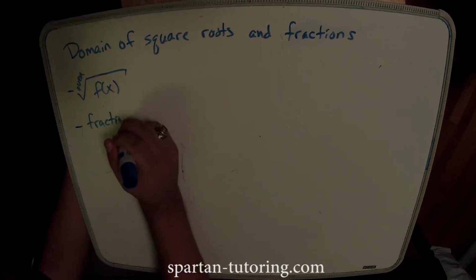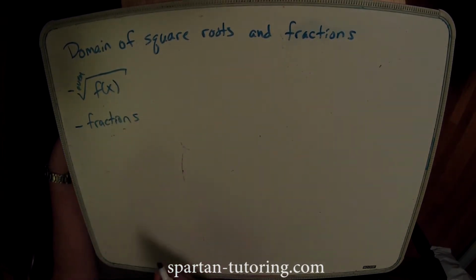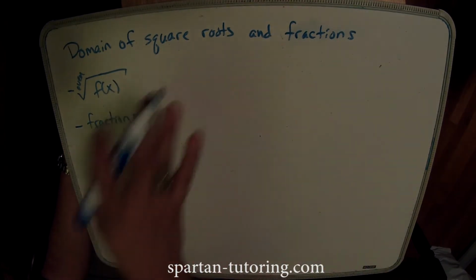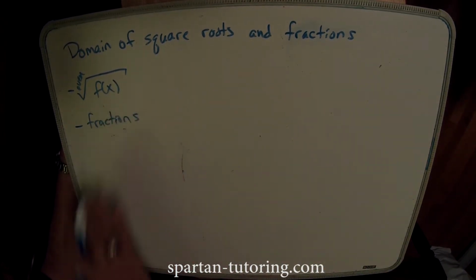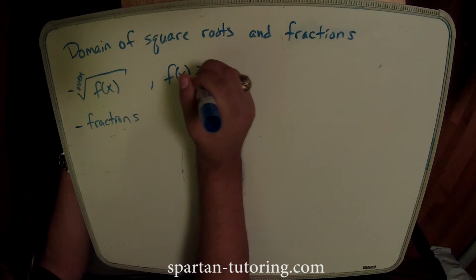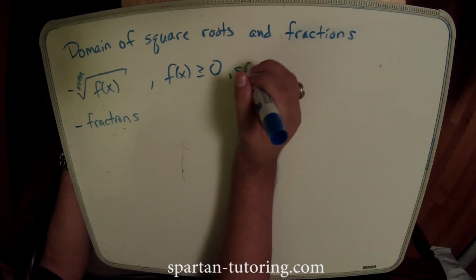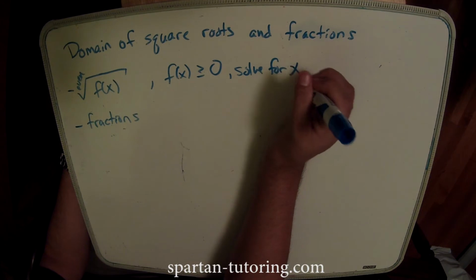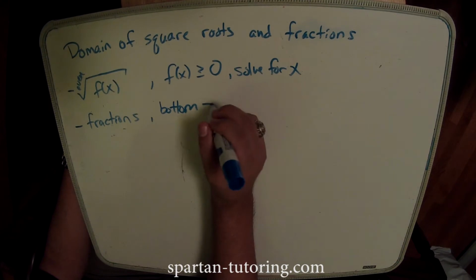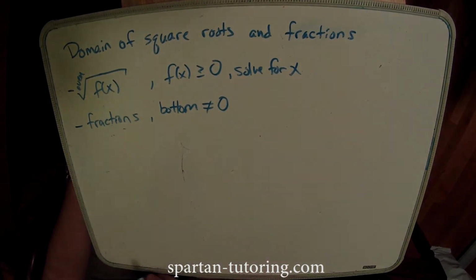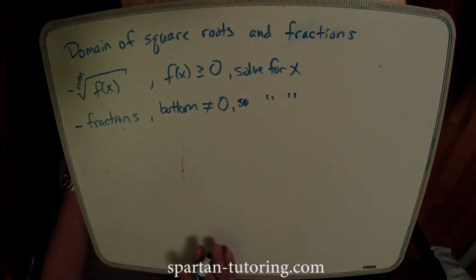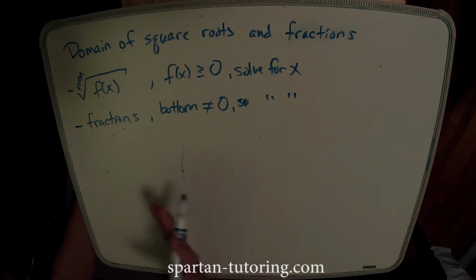Whenever you're looking for domains, you actually want to do it in this order. The first thing you ask: does this function have an even root or square root? And then after you figure that out, does it have a fraction? If you have an even root, you're going to set the inside greater than or equal to 0 and solve for x. For fractions, the bottom, or denominator, of a fraction cannot equal 0. And then once again, solve for x. So let's do a couple of easy examples and then we'll combine it into one.